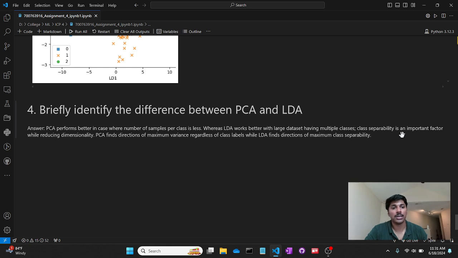Class separability is an important factor while reducing dimensions. PCA finds directions of maximum variance regardless of class labels, while LDA finds directions of maximum class separation.